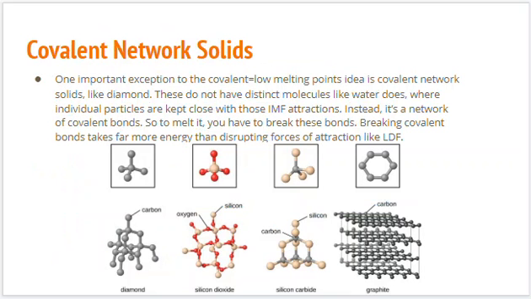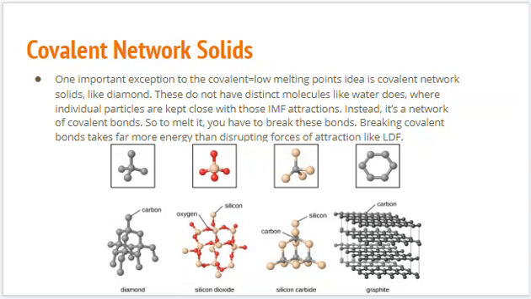One thing to think about is that covalent network solids, like a diamond, do not have distinct molecules like water does. It's a network of covalent bonds. So to melt it, you do have to break those bonds. So breaking those covalent bonds does take far more energy than just disrupting something like LDFs or a hydrogen bond.